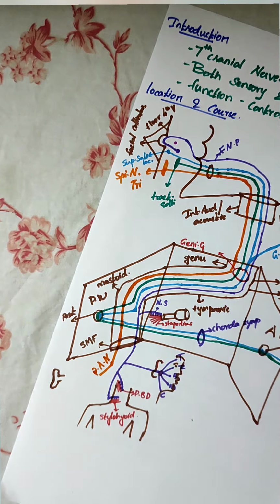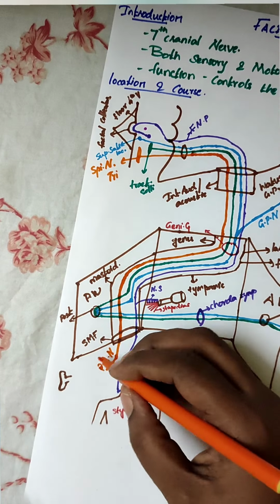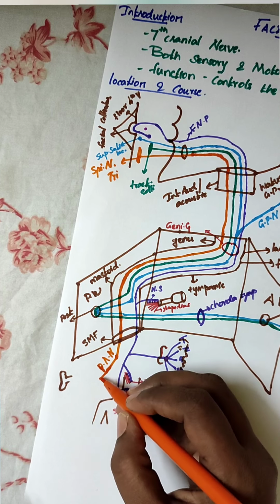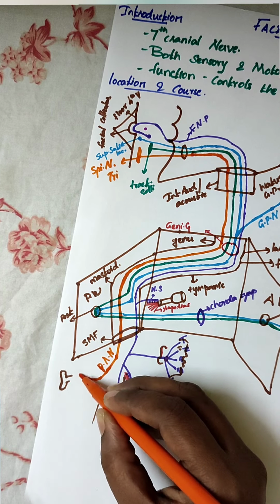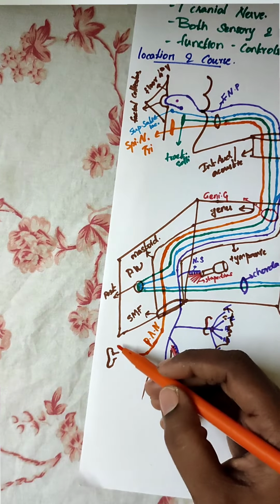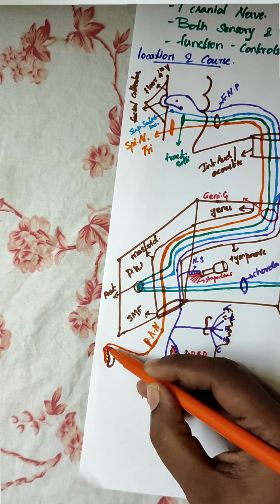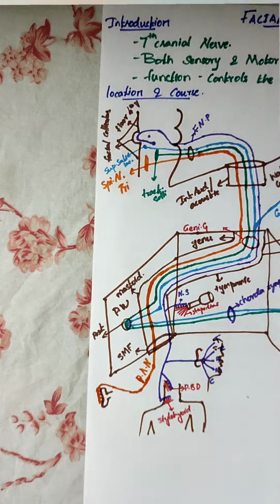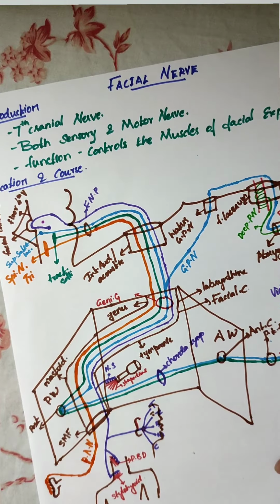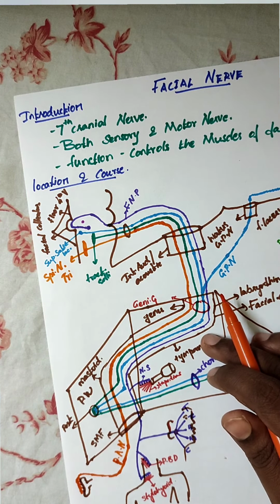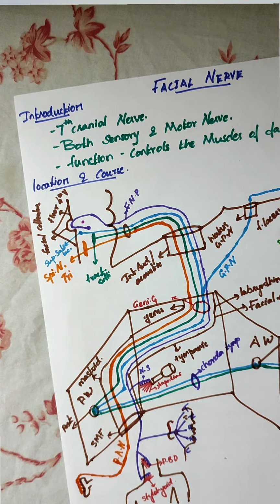This posterior auricular nerve supplies the muscles in the posterior part of the auricle. So that's about the nerve fibers, location and course of the facial nerve.